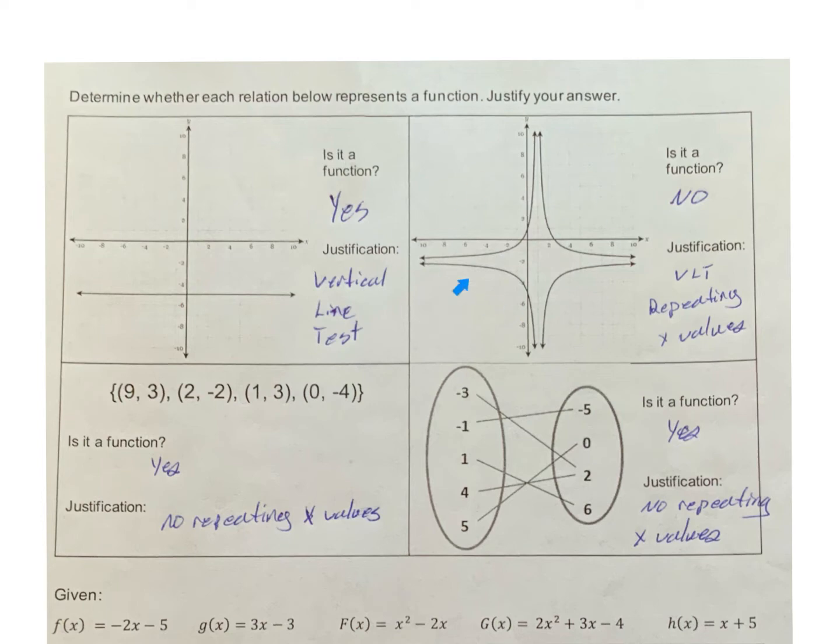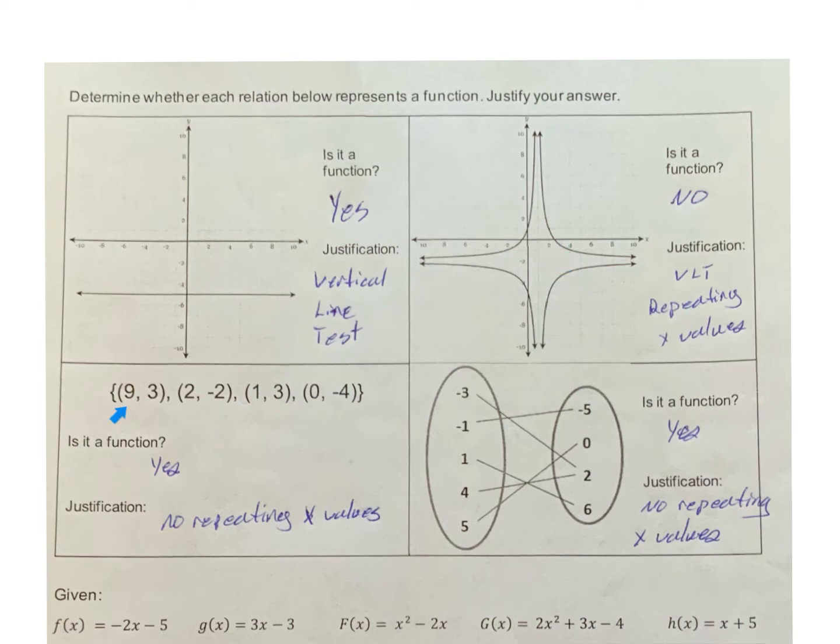Over here on this graph, this is not a function. Same thing, you could use the vertical line test and notice that it intersects there and there. So the vertical line test would prove that it's not a function, or you could say that there are repeating x values for the same input. This 4 has an output here and an output here. That's not a function, okay?